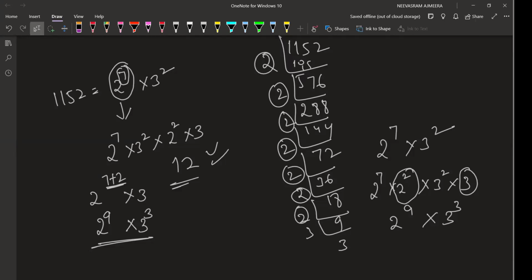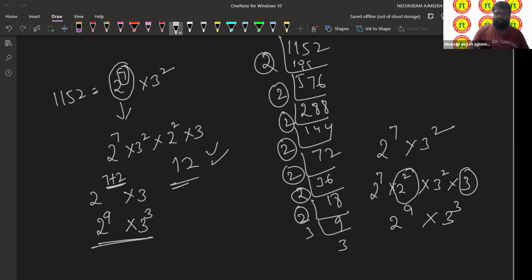So you wrote 3 square into 2 square into 3, right? Yes. Can't we just write it as 2 power 7, 3 cube and 2 power 2? Yeah, we can do it that way also, but for a better understanding for other students also, I actually told this. Yeah, then this is perfect.